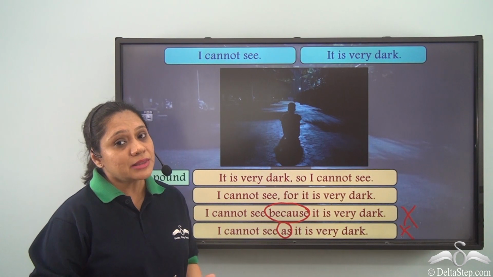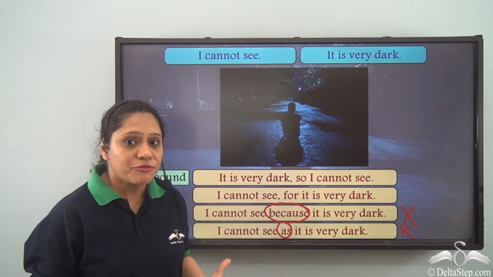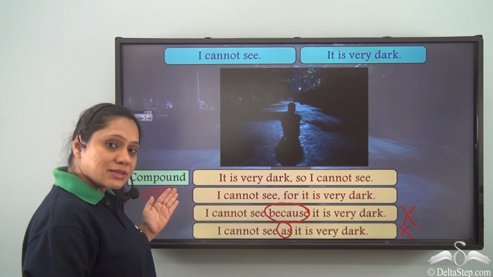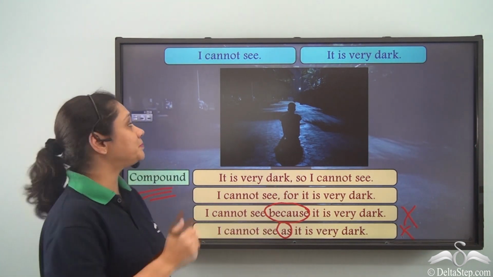Now, if you are given the instruction to join the two sentences like this in any way without mentioning that you have to make a compound sentence, then you can use the conjunctions because and as.